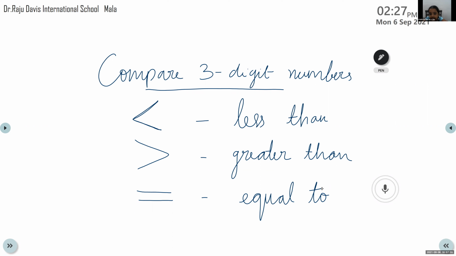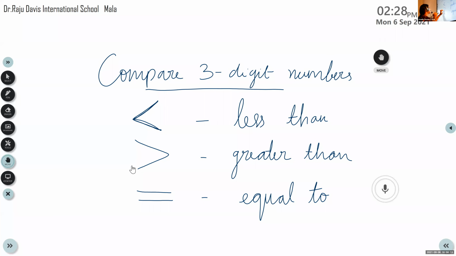And listen here. It's easy to remember. It is a tilted L, so it is less than. The next one is greater than, and the third one is equal to. Let's have some examples, then we can move to the 3-digit numbers.